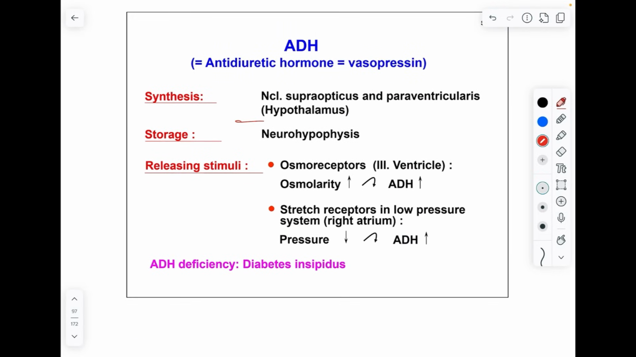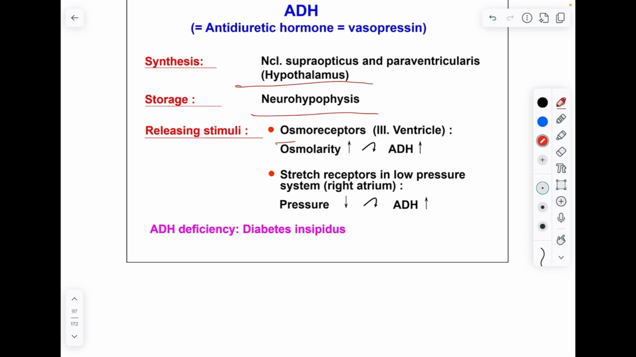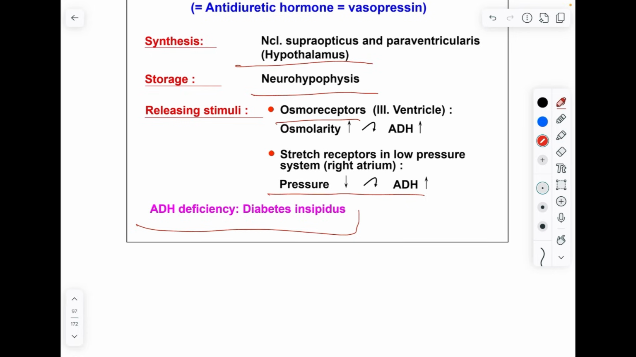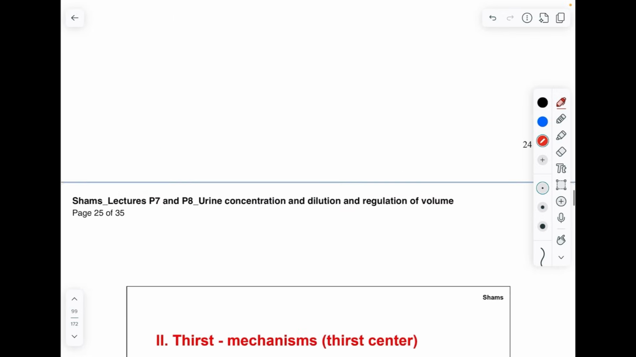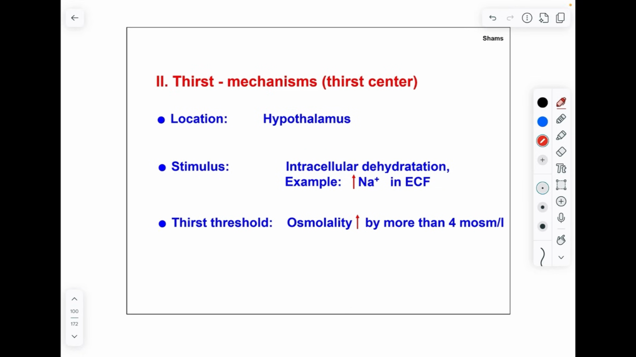As we said, ADH is synthesized in the hypothalamus, stored in the posterior pituitary gland. This is another name for it, neurohypophysis. And what stimulates releasing? Either the osmoreceptors that sense osmolarity, or the stretch receptors that sense the blood volume change. If you have ADH deficiency, this is very important. We call it diabetes insipidus. Not important.